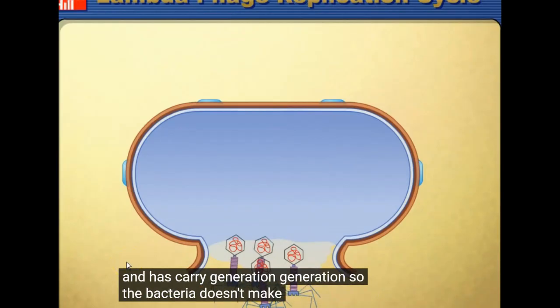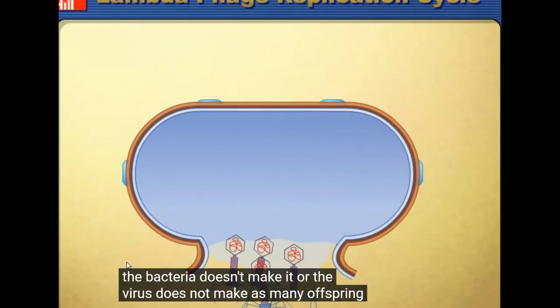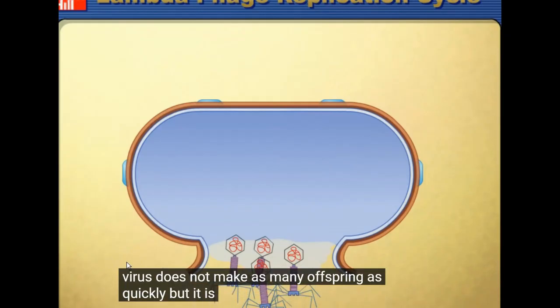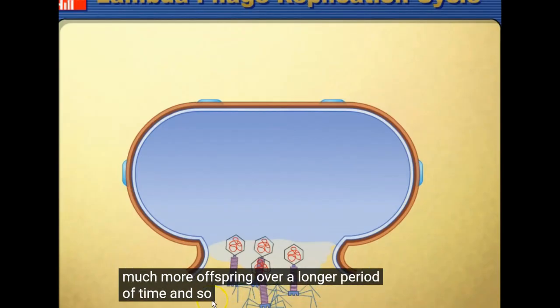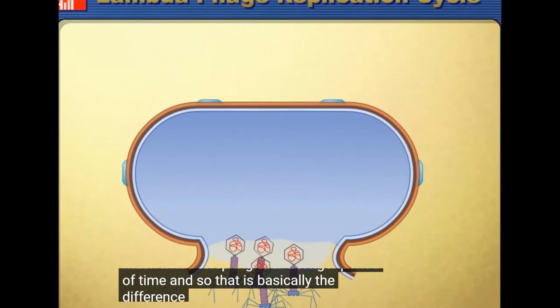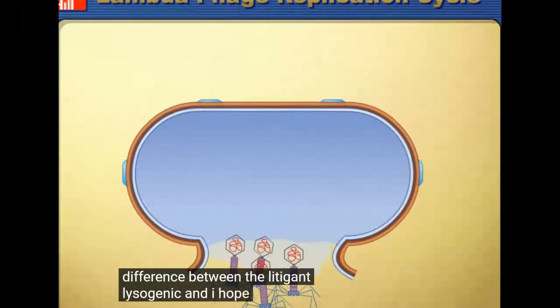So the virus does not make as many offspring as quickly, but it has incorporated its DNA into many, many more cells, thus giving it the ability to potentially make much more offspring over a longer period of time. And so that is basically the difference between the lytic and lysogenic cycles, and I hope you enjoyed it.